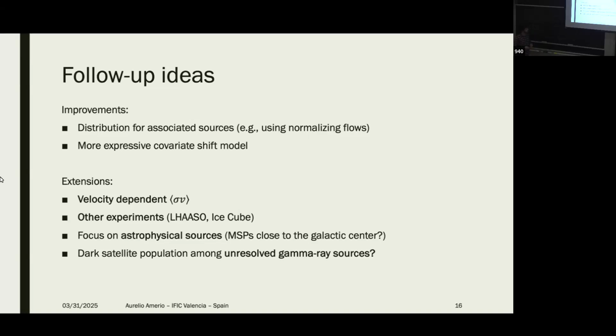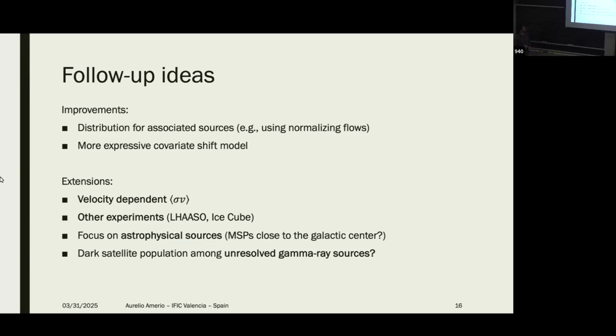In particular, we would like to use this technique to say something about the millisecond pulsars closer to the galactic center. And finally, and this is something that I am extremely interested in and have been thinking about over the past months, is to look for a population of dark satellites among the unresolved gamma ray sources, the unresolved gamma ray background. And this is something that we could do using deep learning and simulation-based inference.